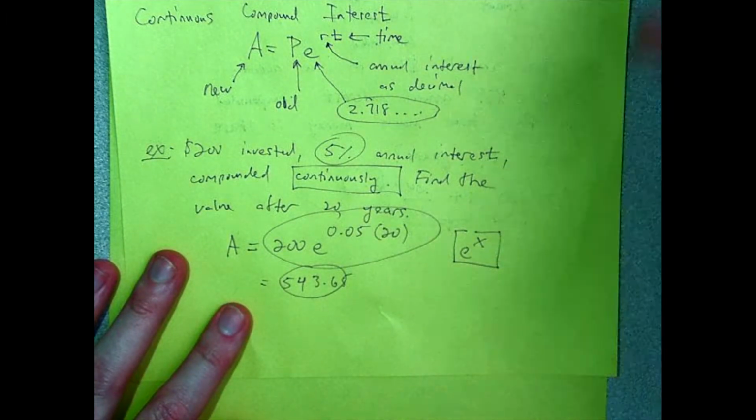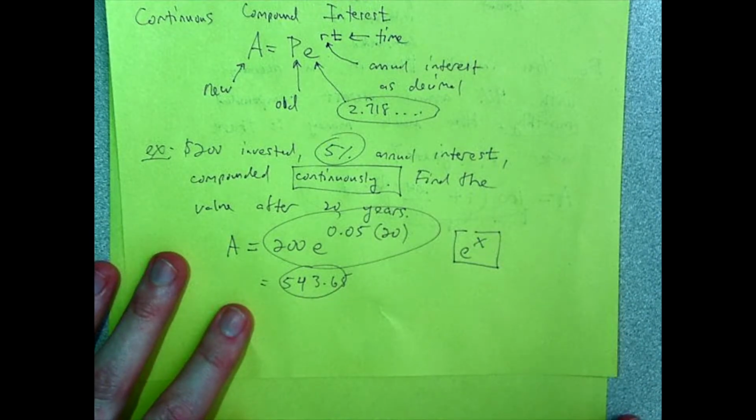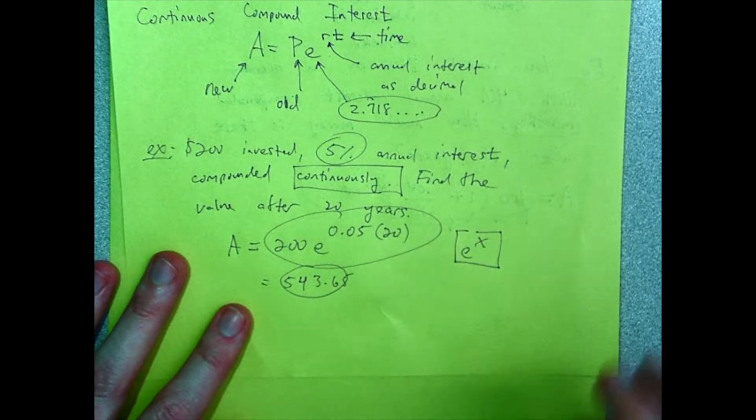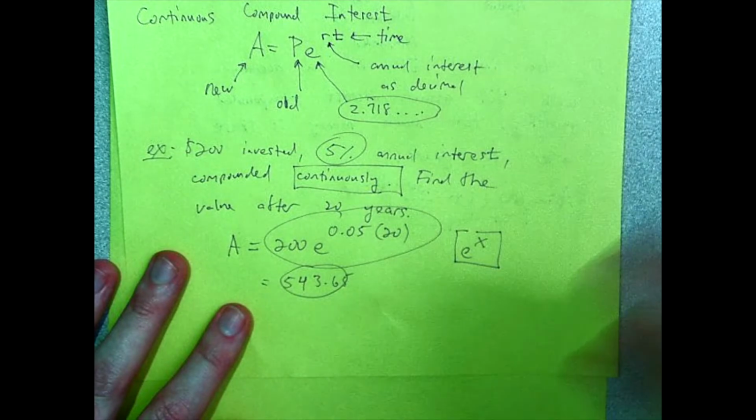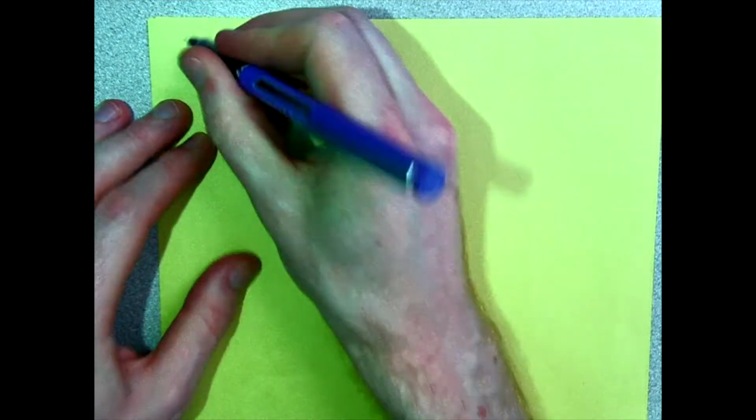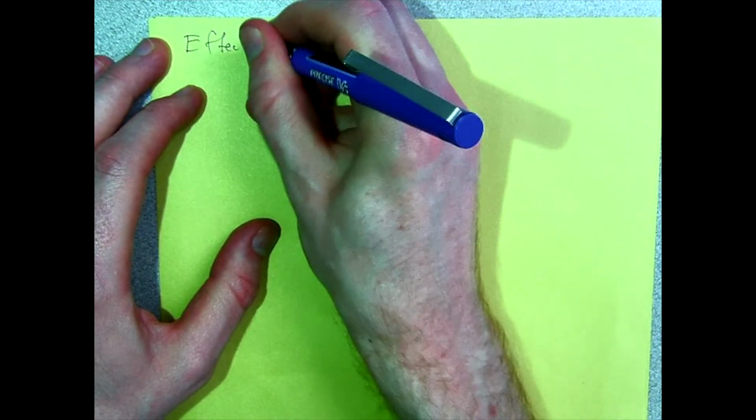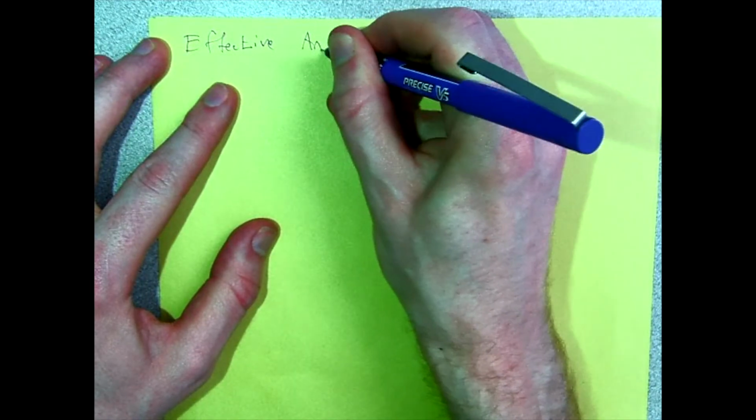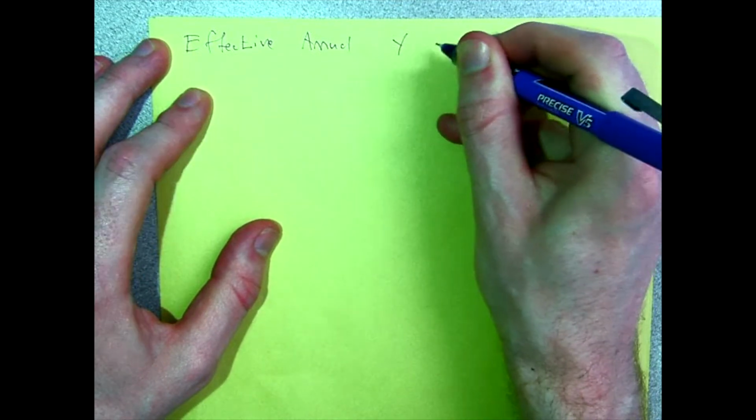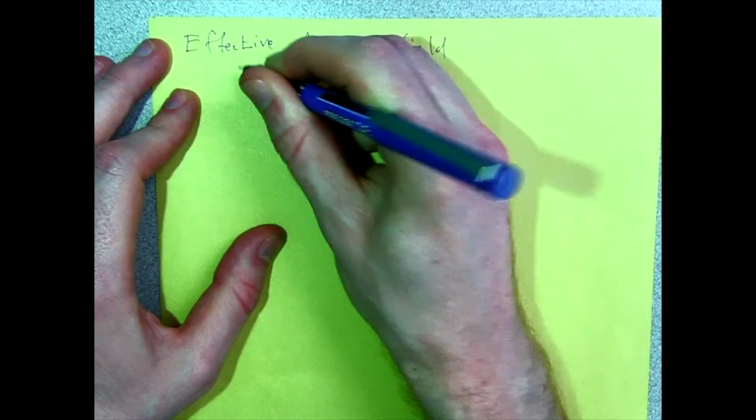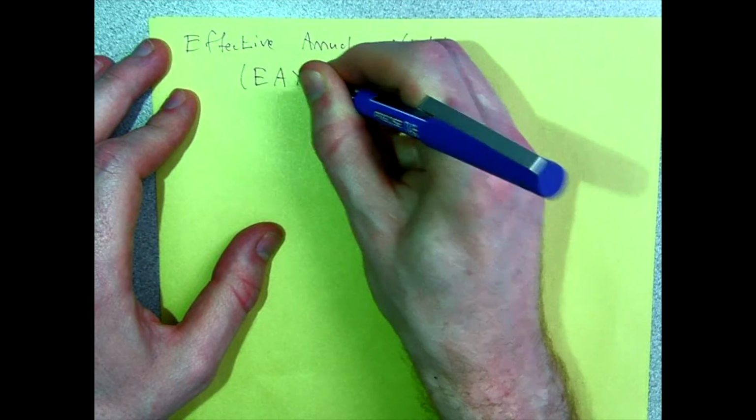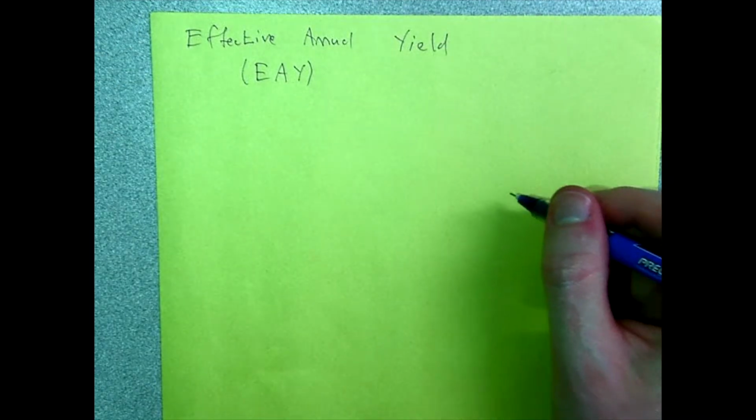There's just one more thing that I want to talk about, which is this notion called effective annual yield. So let's talk about effective annual yield, which is abbreviated as EAY. So what is this thing?